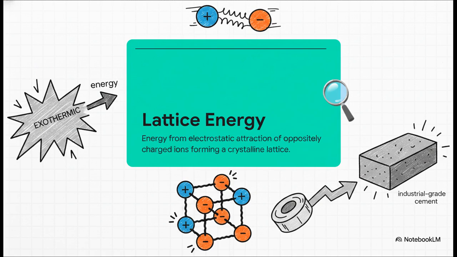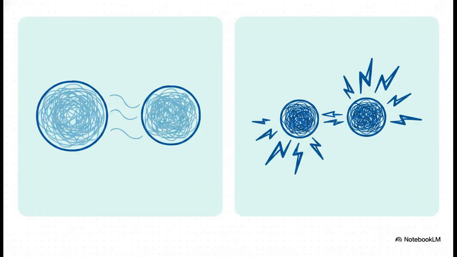But what actually decides if this atomic glue is like cheap sticky tape or industrial-grade cement? Well, it basically comes down to 2 things, ion size and ion charge. The physical dimensions of the ions completely dictate the strength of the glue. As ionic radius increases, that charge gets spread out over a much larger volume. What does that mean for us? Weaker electrostatic forces, making the lattice energy less exothermic.